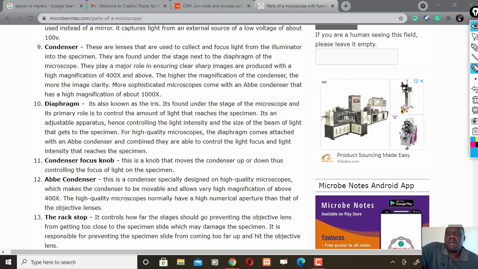Then the rack stop. The rack stop is a part that controls how far the stage should go, preventing the objective lens from getting too close to the specimen slide, which may damage the specimen. It is responsible for preventing the specimen slide from coming too far up and hit objective lenses.